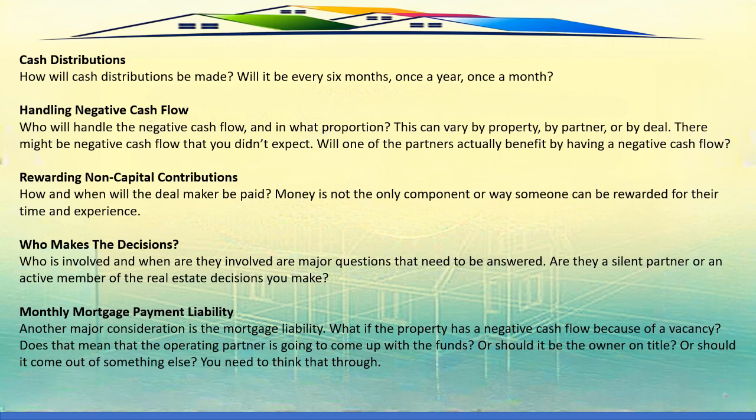Cash distributions. How will cash distributions be made? Will it be every 6 months, once a year, once a month? Handling negative cash flow. Who will handle the negative cash flow, and in what proportion? This can vary by property, by partner, or by deal. There might be negative cash flow that you didn't expect. Will one of the partners actually benefit by having a negative cash flow?